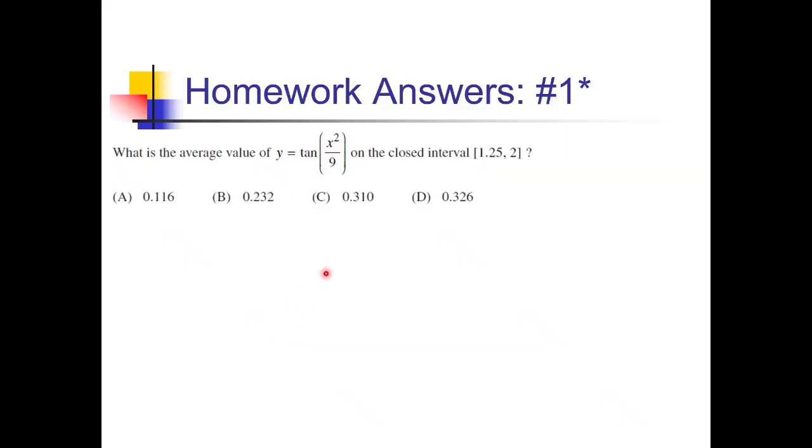For this calculator-based problem, we want the average value of tan of x squared over 9 on the interval from 1.25 to 2. So we'll just use our average value formula for this. That's 1 over b minus a times the integral from a to b of the original function. So in this case, we're going to have 1 over 2 minus 1.25 times the integral from 1.25 to 2 of, well, we're just going to put this whole original function in here, tan of x squared over 9 dx.